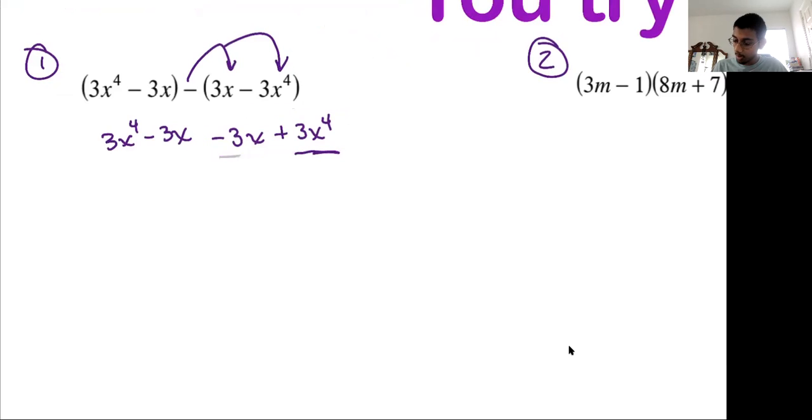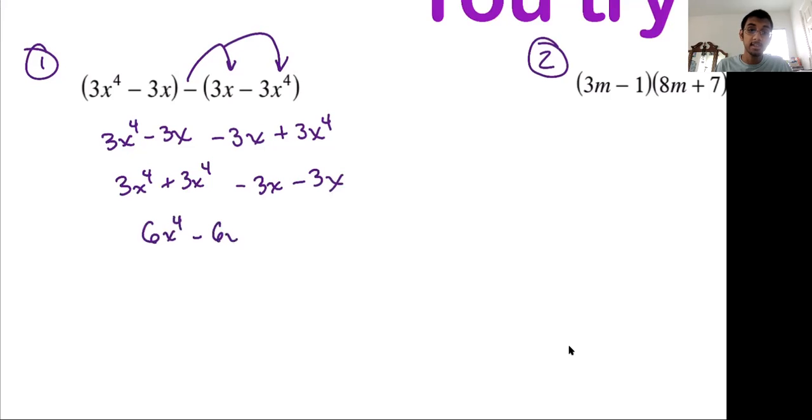And then at this point, now what we're going to do is we're going to simplify this. So we're going to combine the like terms. So we get 3x to the fourth plus 3x to the fourth minus 3x minus 3x, which simplifies to 6x to the fourth minus 6x. And that is our answer.